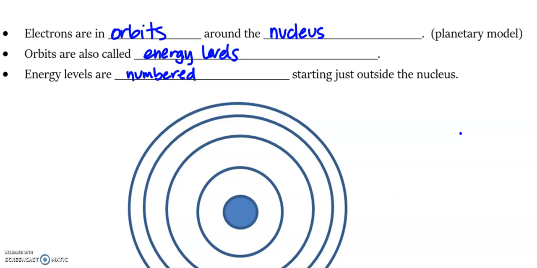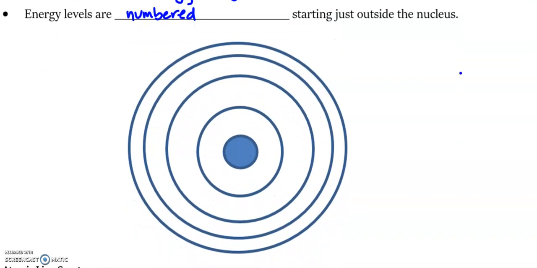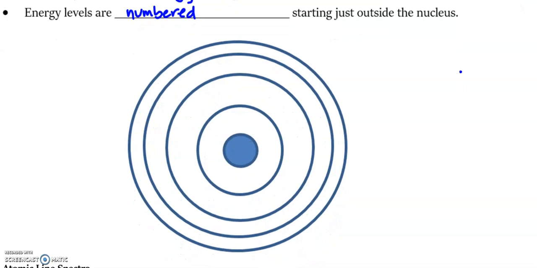And energy levels are numbered starting just outside the nucleus. So in this model that we have right here in this drawing, this would be energy level 1. This would be 2, 3, 4, and if there were more, we would keep going. They have different amounts of energy, hence the name energy levels. So the lowest energy is closest to the nucleus, and they increase as you go out. The furthest out would be the highest amount of energy.